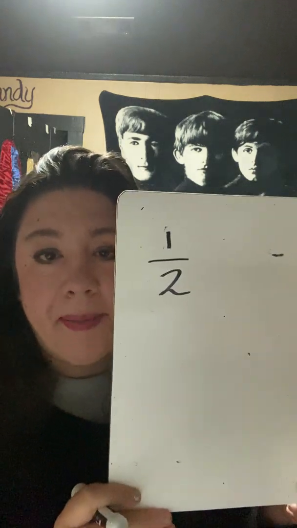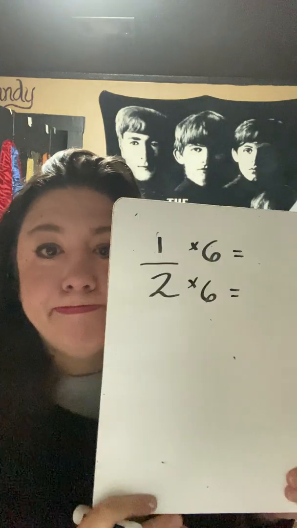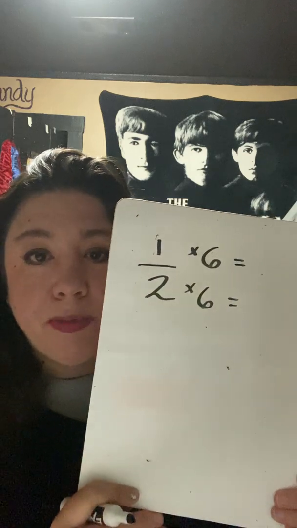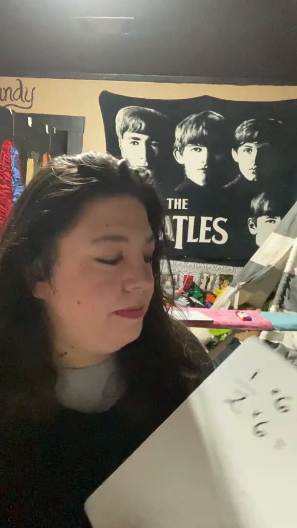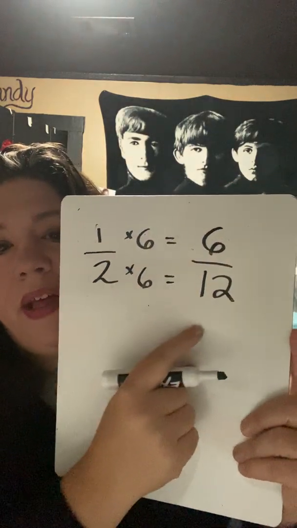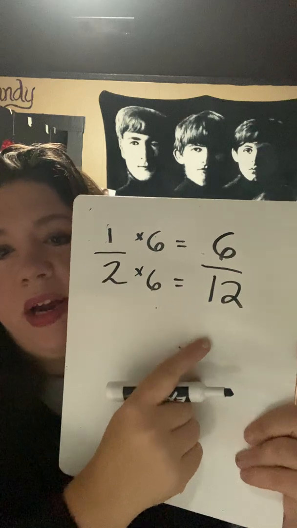Let's take 1/2 again, but just choose a different number to multiply it by. This time, let's multiply the top and the bottom by 6. Let's pick a random number to make an equivalent fraction. 1 times 6 is 6, and 2 times 6 is 12. So 1/2 and 6/12 are equivalent.